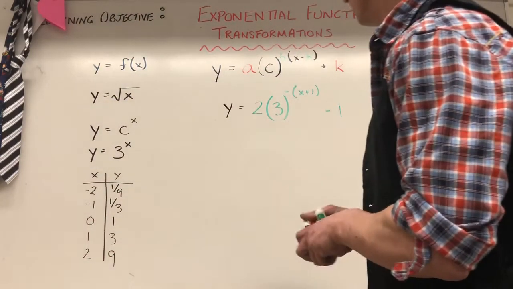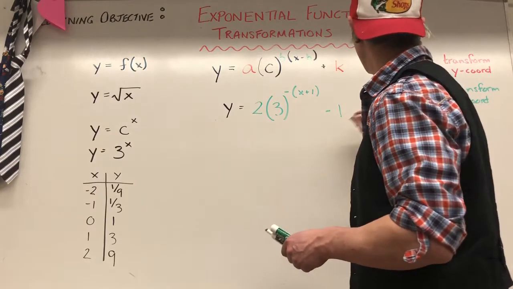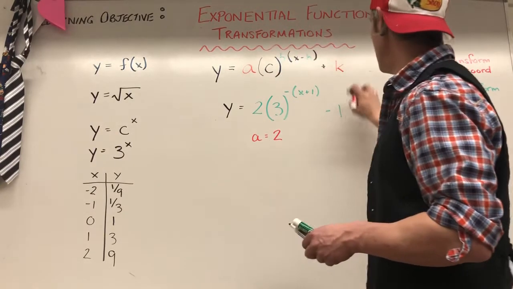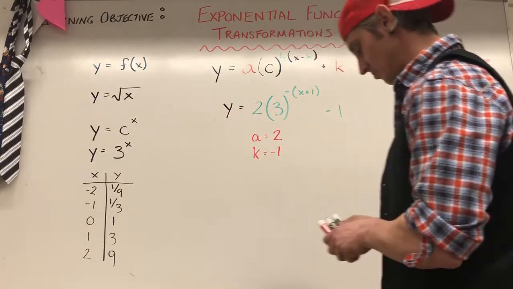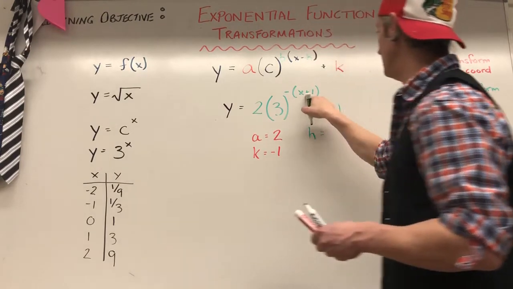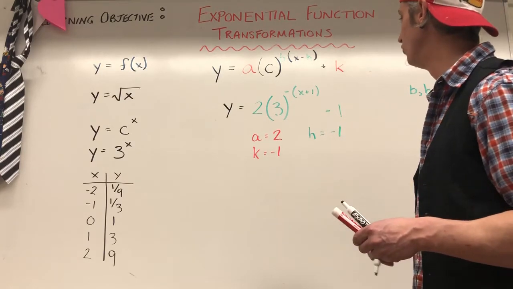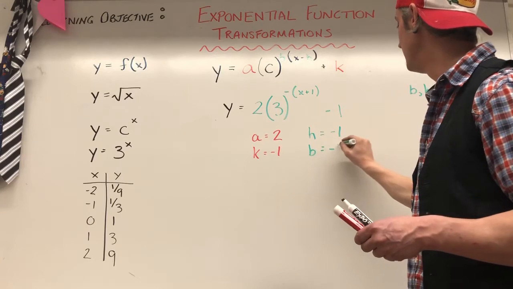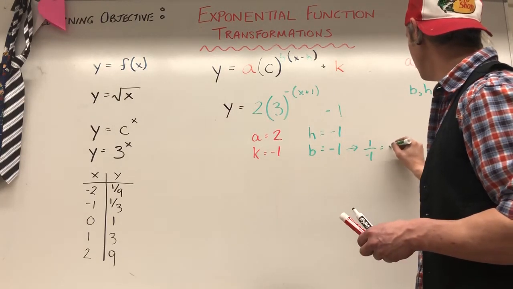Now, let's start pulling off all my transformations. A, I can clearly see is 2. And K, I can clearly see is negative 1. H is positive 1, so it's the opposite. It's negative 1. I'm moving left. And B is a negative 1, which 1 divided by negative 1 is still negative 1.